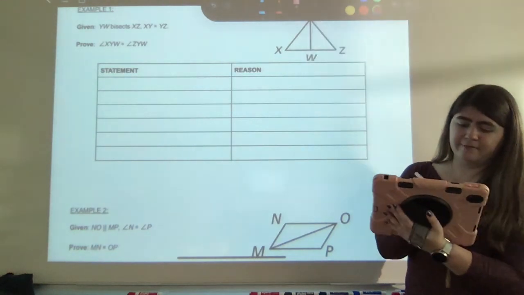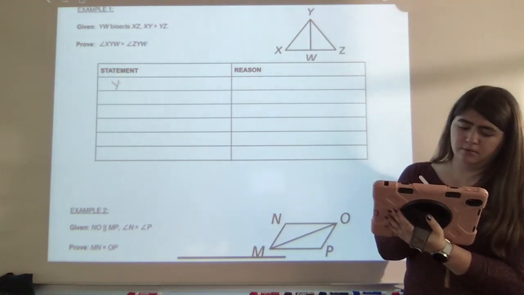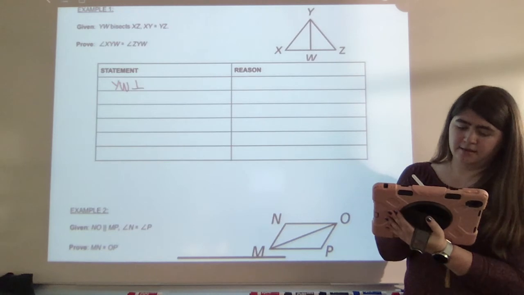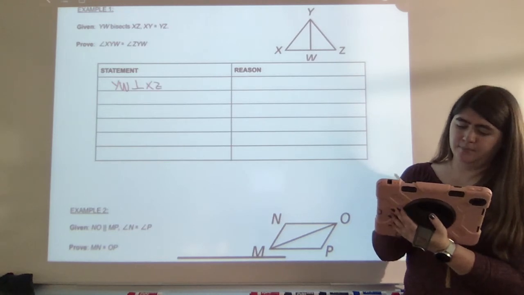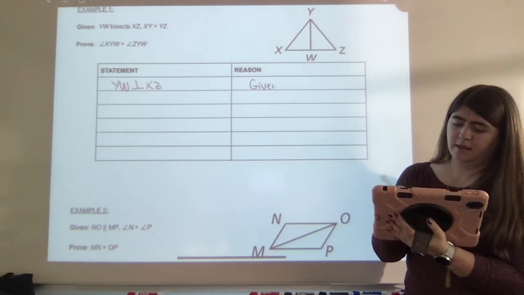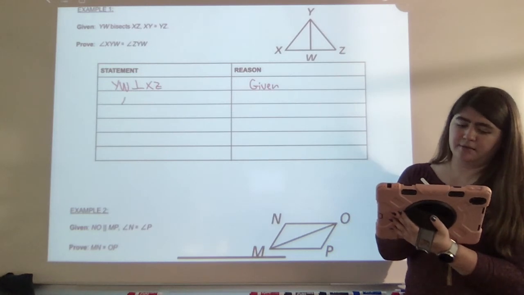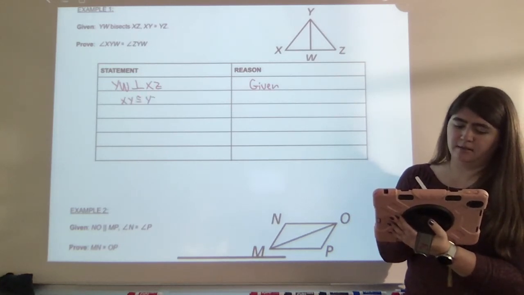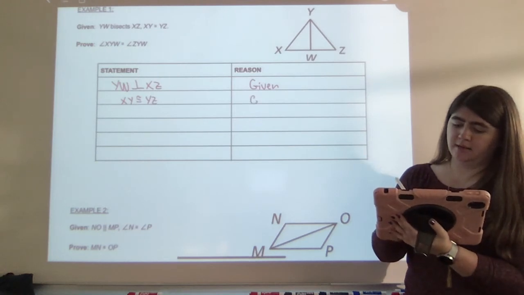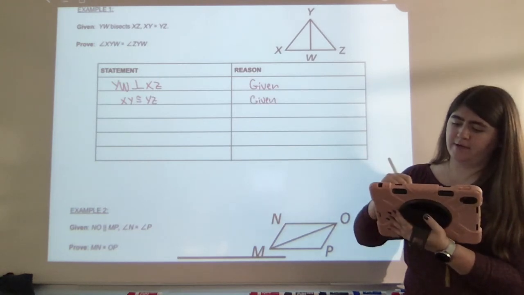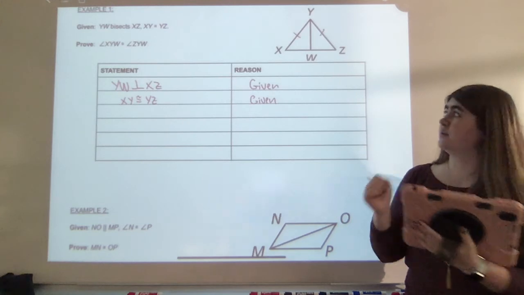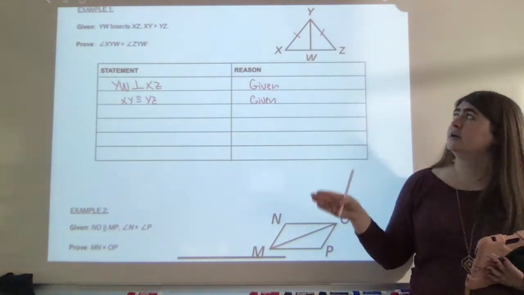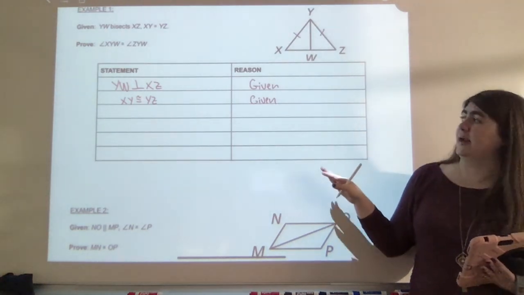So I have YW bisects XZ because it's given, and I have XY is congruent to YZ also because it's given. So I have XY is congruent to YZ. I'm drawing that in on my picture so I recognize I know those things already.